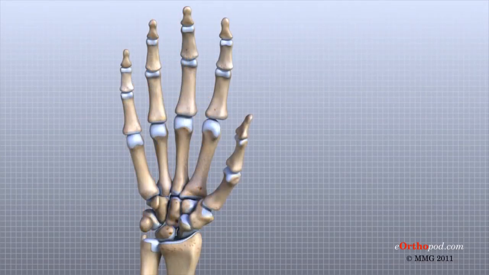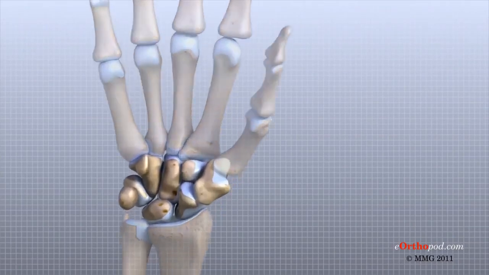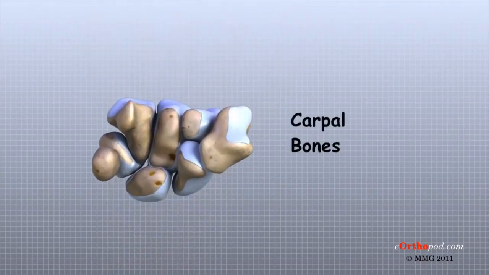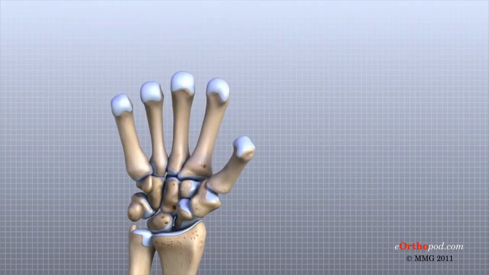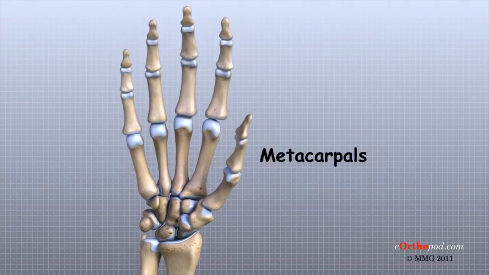There are 27 bones within the wrist and hand. The wrist itself contains 8 small bones called carpals. The carpals join with the 2 forearm bones, the radius and ulna, forming the wrist joint. Further into the palm, the carpals connect to the metacarpals. There are 5 metacarpals forming the palm of the hand. One metacarpal connects to each finger and thumb.